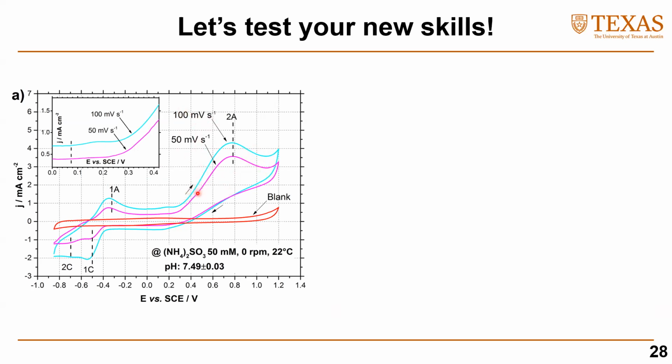You can use arrows to show the direction of the scan. You can use labels to say, okay, this one is 50, this one is 100. We have experimental conditions here, which is great. We have a blank, and we're telling the reader this is a blank. That's why we don't see peaks.